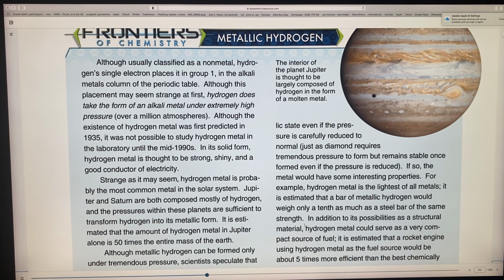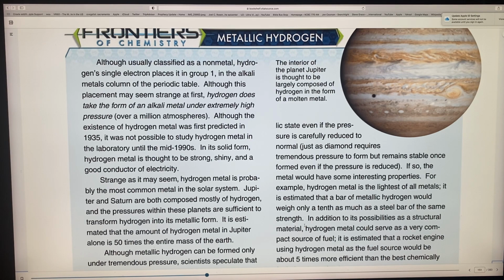So at very extreme high pressures, though, in 1935, they found that this metal was strong, shining, a conductor, very lightweight, and it remained stable. It was hydrogen. It was the most common metal in the solar system. In fact, Jupiter and Saturn in that picture are mostly hydrogen, and a lot of this hydrogen is in a metallic hydrogen form. It would be the lightest of all metals, 1/10 of a steel bar.